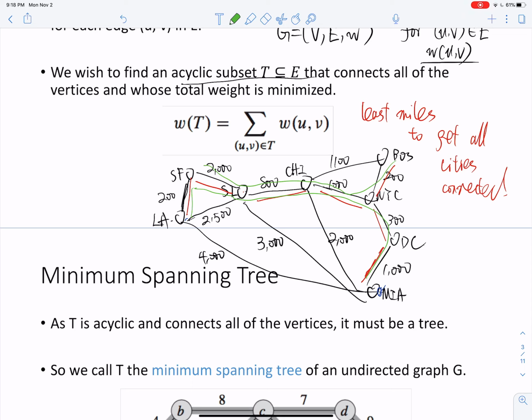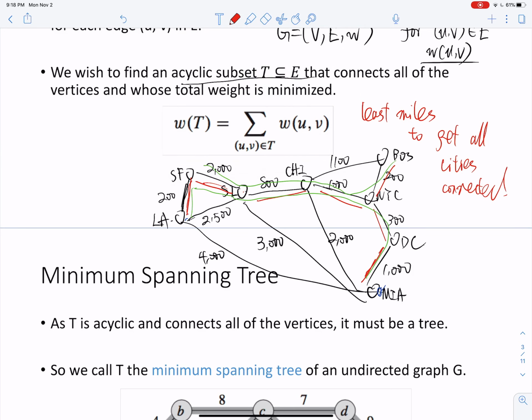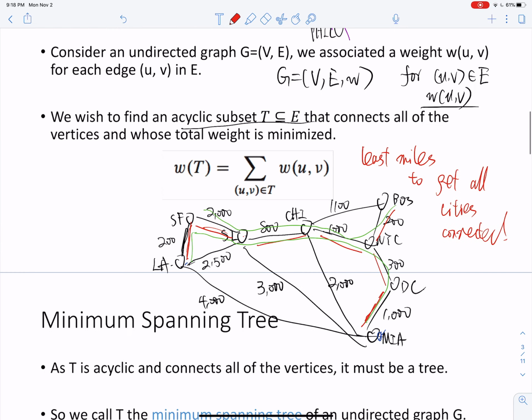So yes, with these roads, we will be able to get all the cities connected, and the total miles of road that we need to construct is minimized. And this is the output of the algorithm. Given such a graph, it's able to find us the route in red colors. These are the edges that you have to pick, which come with the least sum of the weights. And with these edges, you will be able to get all the nodes in the graph connected. And this is the very concrete example of this algorithm. And actually, this is widely used in practice.